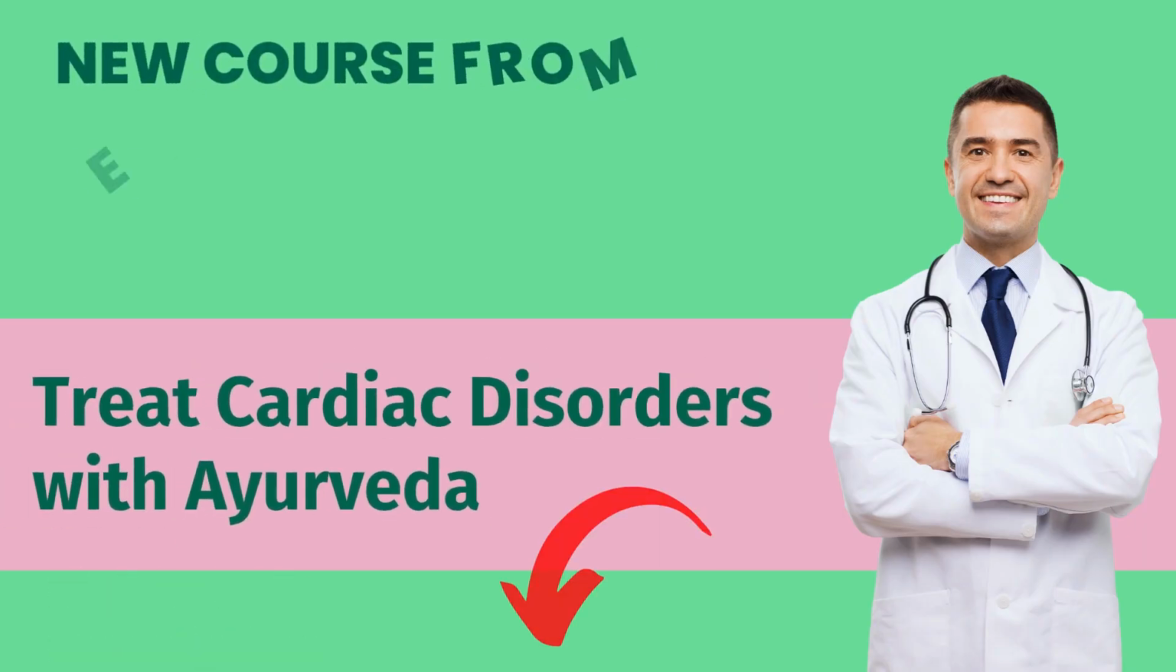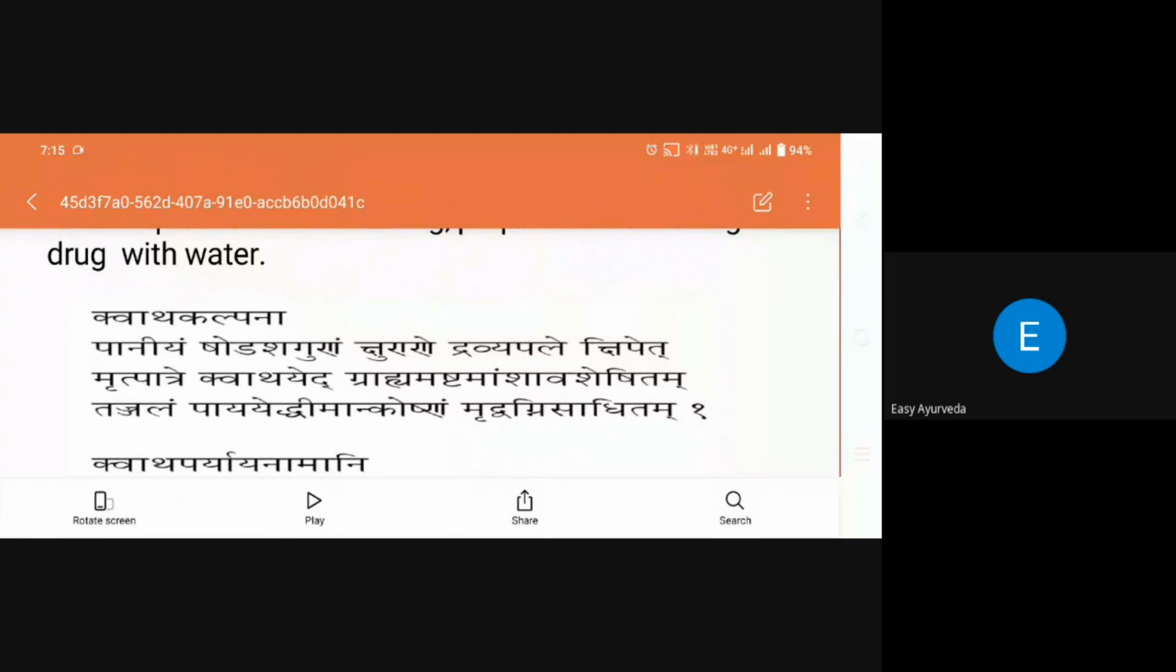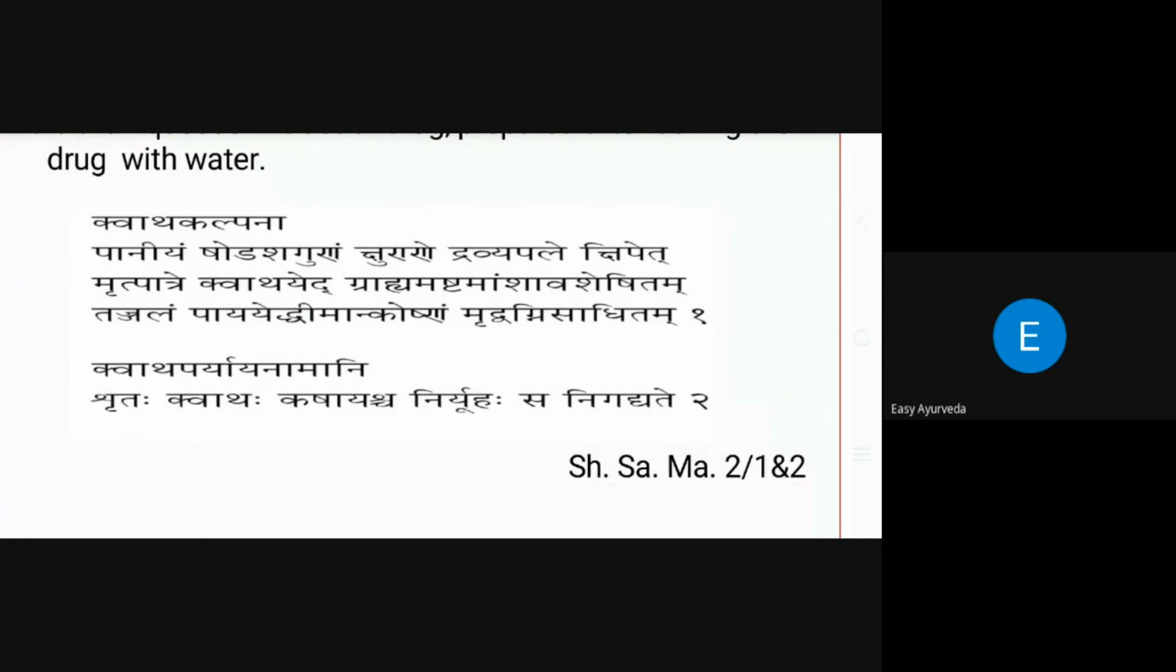The shloka says Paniyam Shodashagunam Tunne Dravyapale Kshipe. Shodashaguna means 16 parts of water, Paniya. Dravyapale, one pala of the dravya is to be immersed in the Mrutpatre, the vessel in which we prepare the kvata. Grahyam Ashtama Avasheshitam. After soaking overnight, it is boiled. After boiling, it has to be reduced to one-eighth of the total quantity, as explained here.